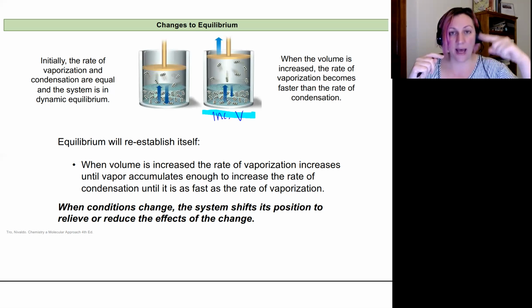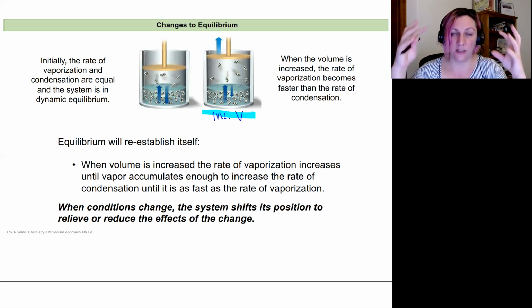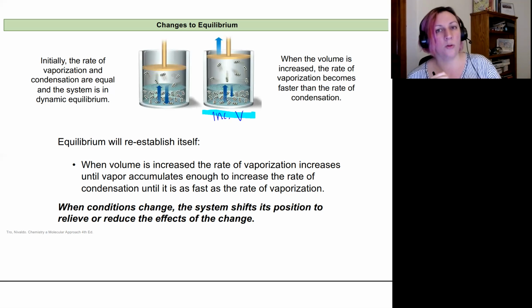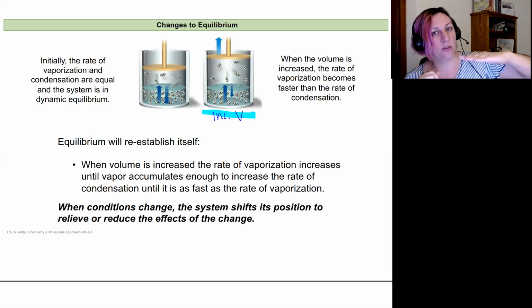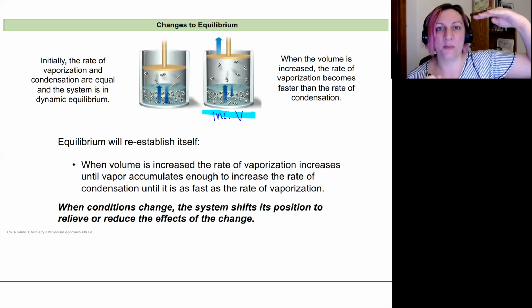And so that'll keep happening. And the rate of condensation will increase and increase and increase as it fills with more gas until those rates are the same and they're back at dynamic equilibrium. And so what we'll see is that we'll be at equilibrium with a vapor pressure. We'll increase the volume and you might see a slight pressure drop, but then that pressure will increase until it's at the exact same vapor pressure again.